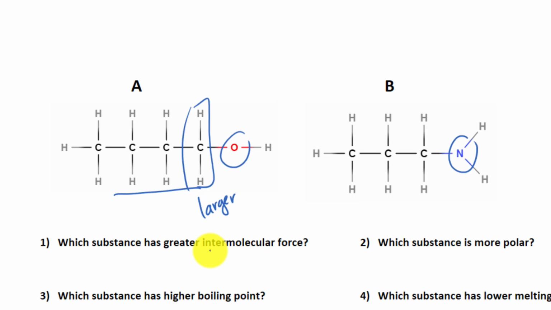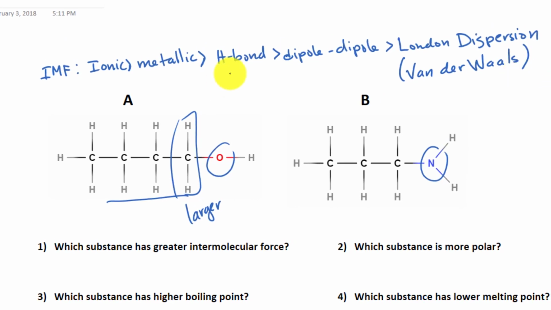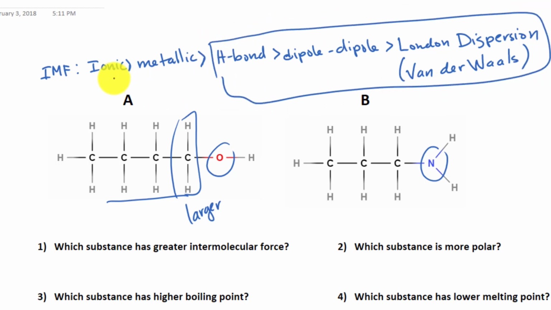Well, before we talk about which one has greater intermolecular force, let's look at the relative strength of each intermolecular force. When we look at the relative strength of intermolecular force, mostly we are looking at covalent compounds. Ionic or metallic or even network covalent are very unique because of their characteristics.